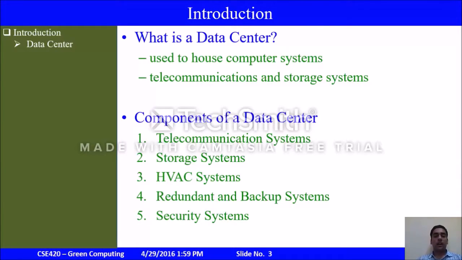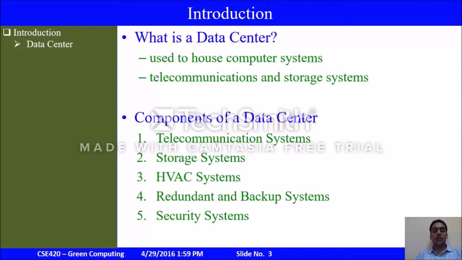Now, typically, a data center comprises five main components. The first is the telecommunication system. These consist of the networking components and maintain the data center's connection to the internet. Second are the storage systems. These are the main systems on which all the data center's data is stored.